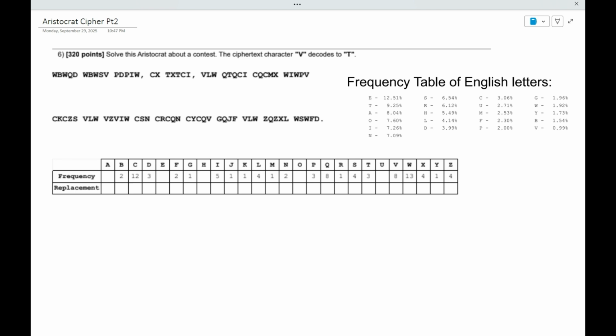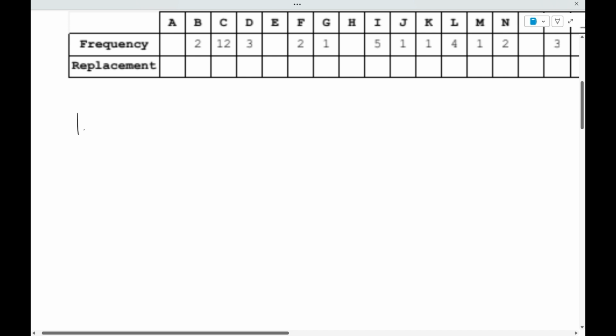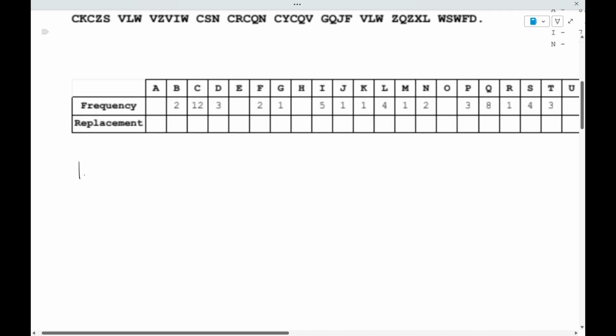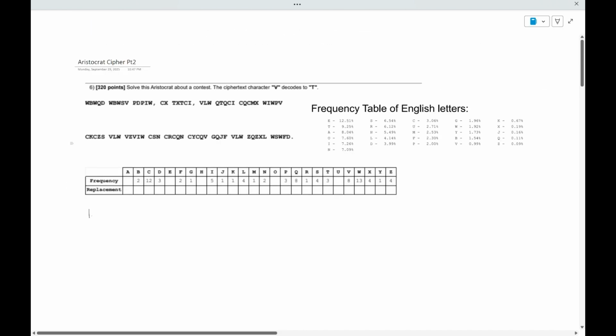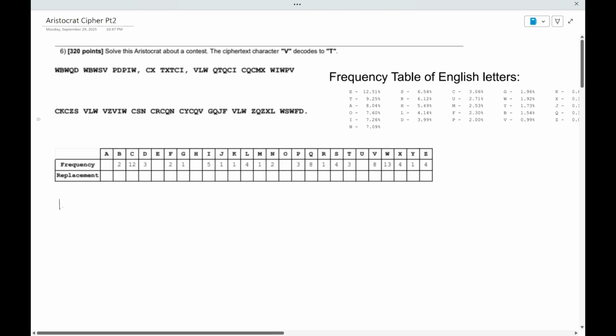So let's get started. I will just create a little checklist right over here. So the first thing that you want to do is you want to do a frequency analysis. And this isn't always the most accurate by any means, but it typically is quite helpful.